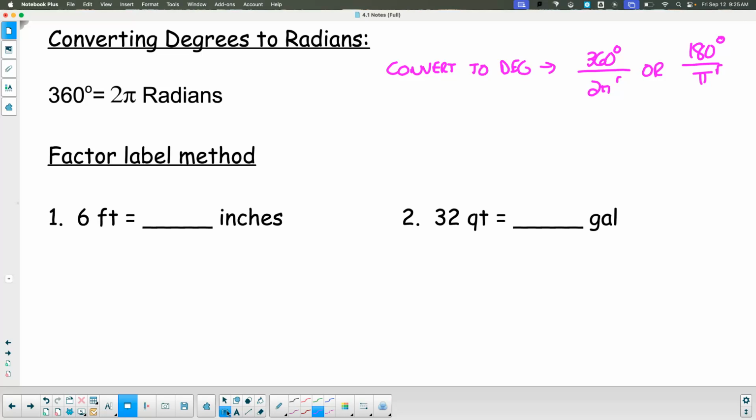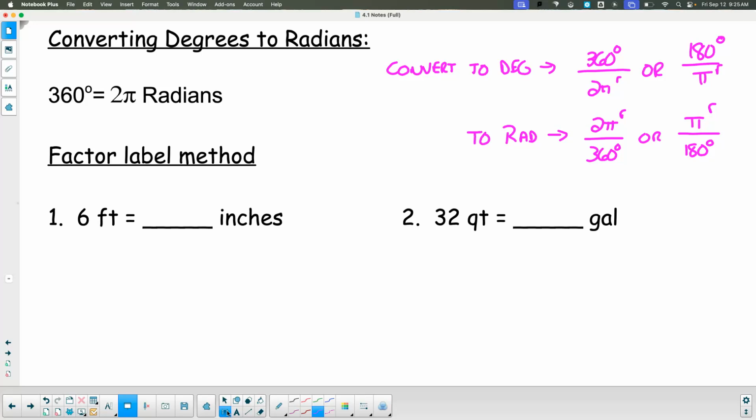Okay. If I'm converting to radians, then I would want my radians on top. So it would be 2 pi radians over 360 degrees, or pi radians over 180 degrees. Again, that fraction is equal to 1.